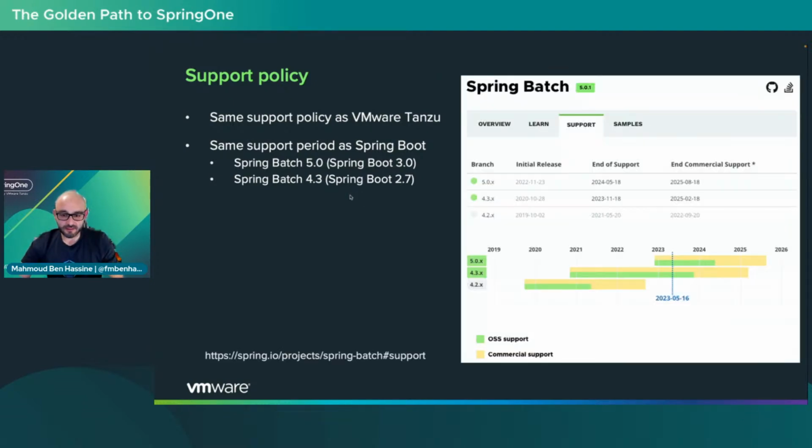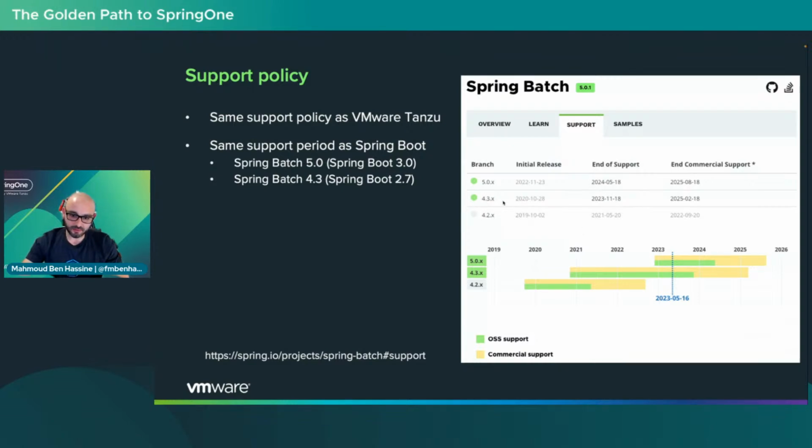But yeah, the support policy is detailed in this page. We have a dedicated page for support. You can find all the dates, the initial release, the end of OSS support, the end of commercial support, and so on. So the end of support here should align with the version of Spring Boot that brings the Spring Batch version, as I explained here. And yeah, this is always up to date, and you can find all the details here.